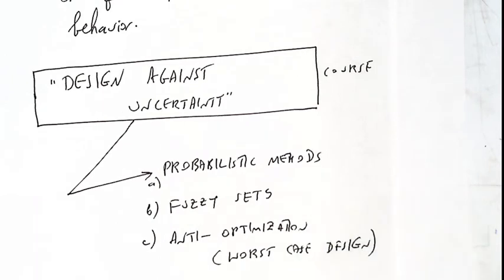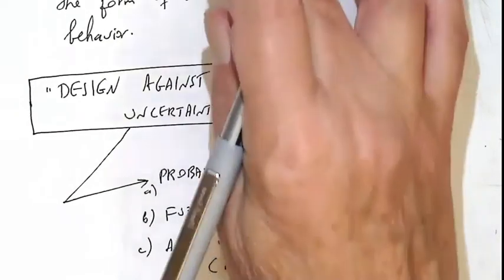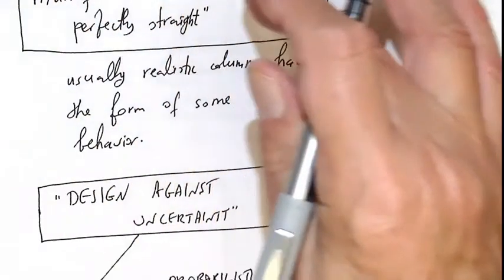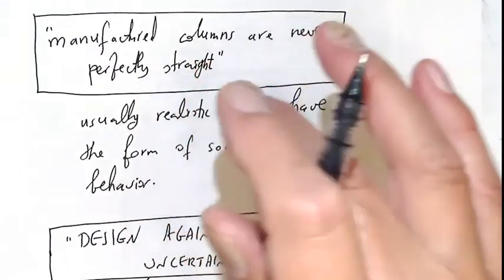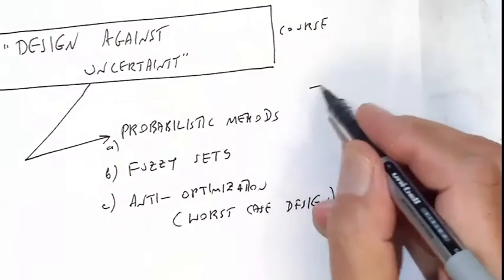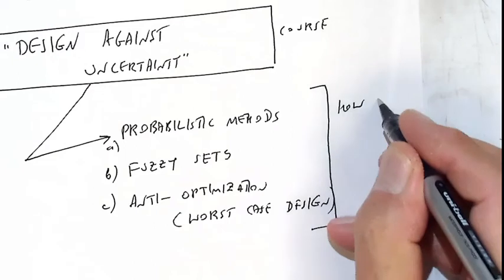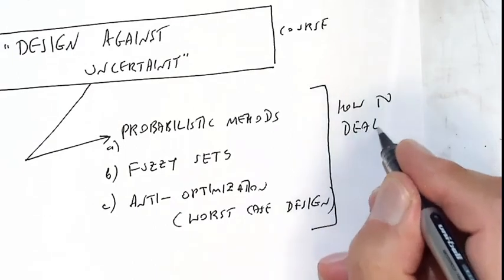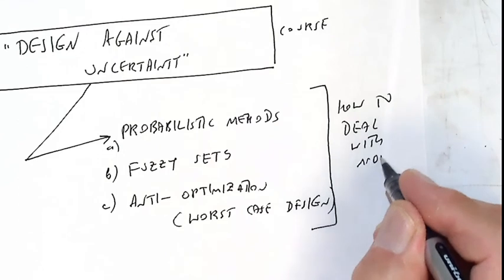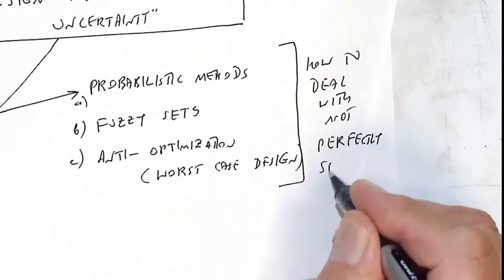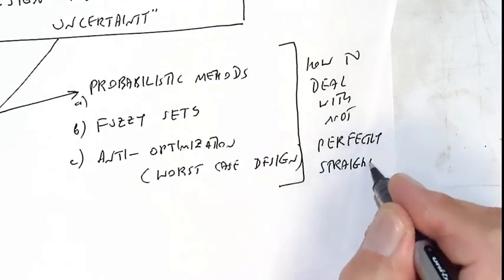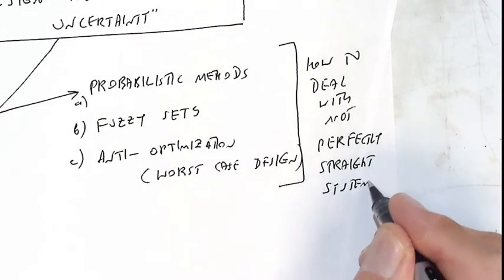I'm not writing this to invite you to take my course. I'm informing you that there is a whole science behind this statement that manufactured columns are never perfectly straight. The question is how to deal with not perfectly straight systems. And there are many.